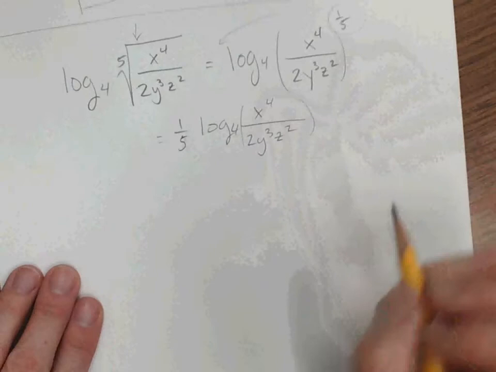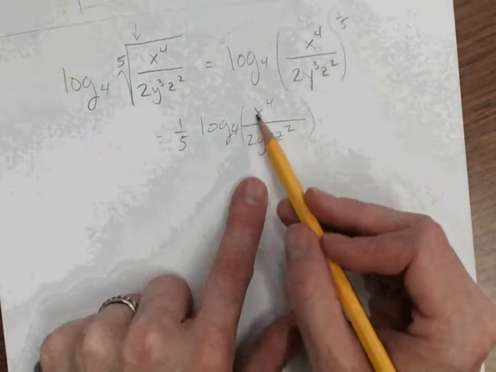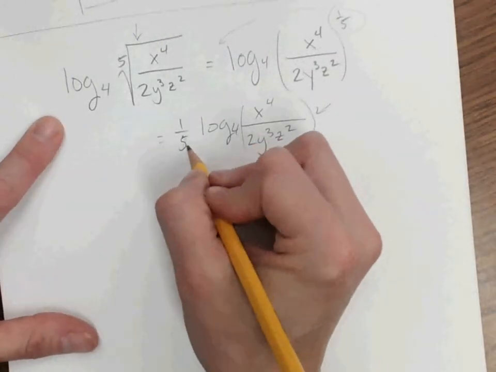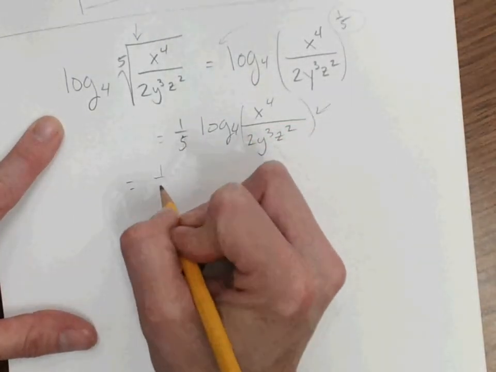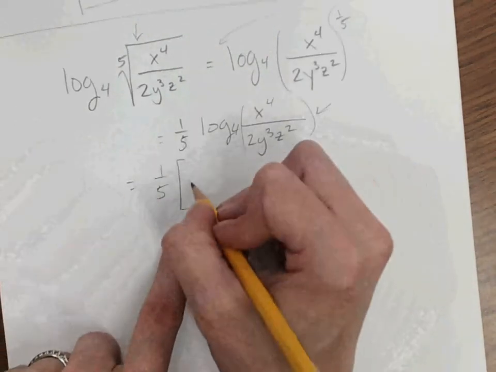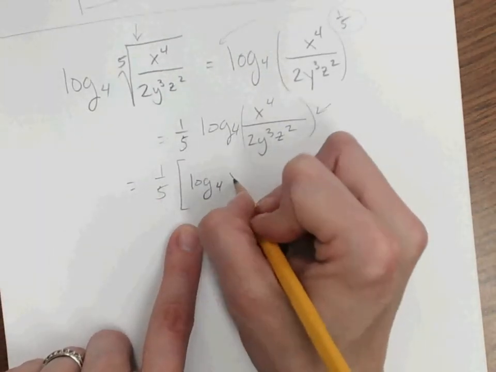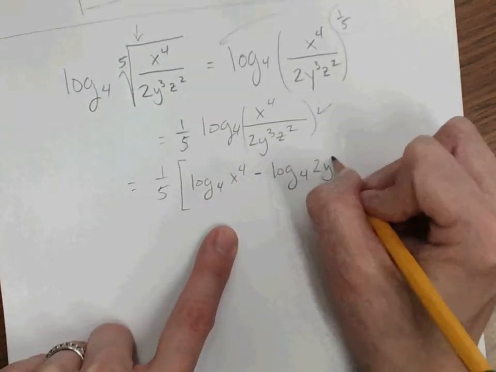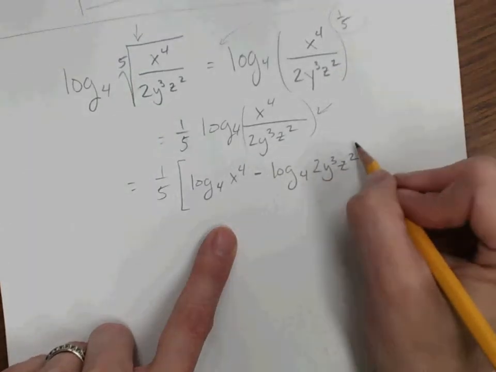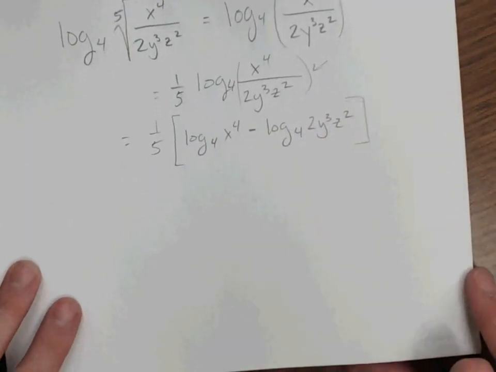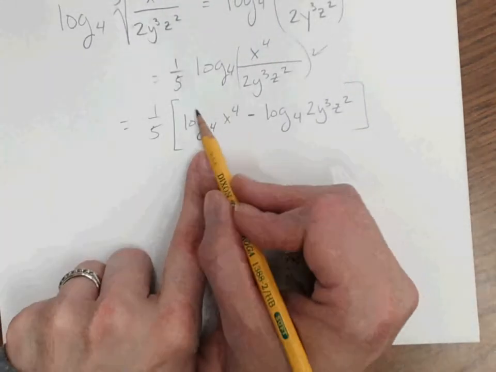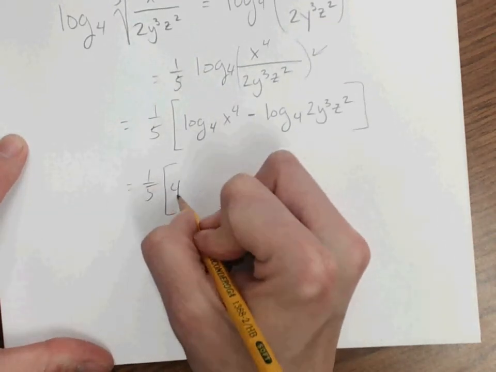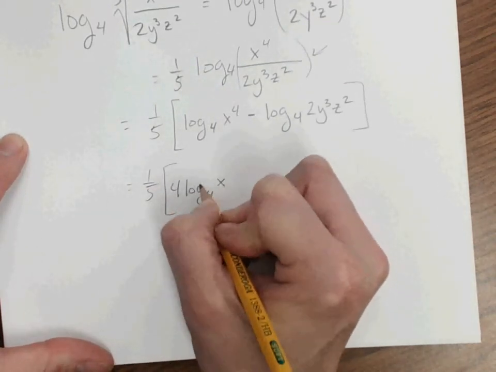So all of this stuff is still inside of my log. What I can do is start with my quotient property, right? And as I'm looking at it, 1/5 is going to be multiplied by everything that's inside there. So I'm going to have 1/5 log base 4 of x to the 4th minus log base 4 of 2y cubed z squared. Okay, so here I can deal with my exponent, right? So I'm going to have 1/5 times 4 log base 4 of x.